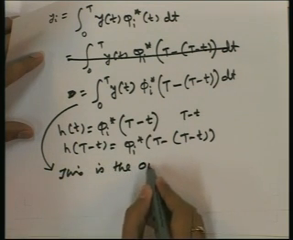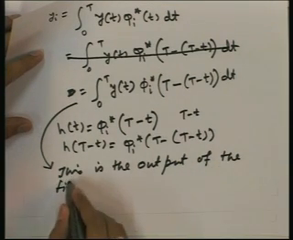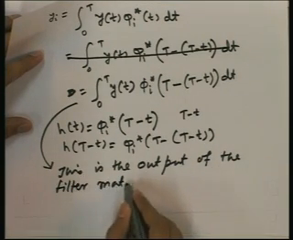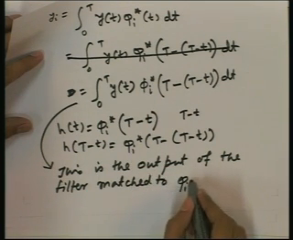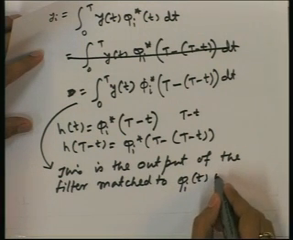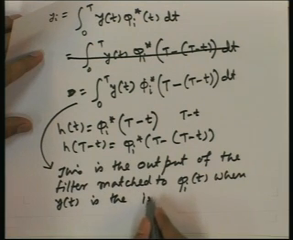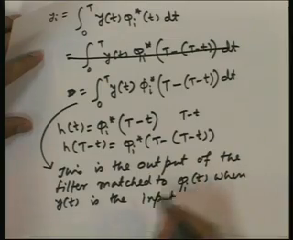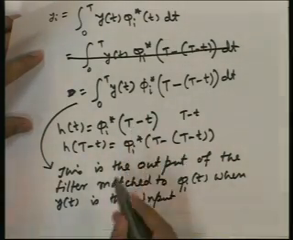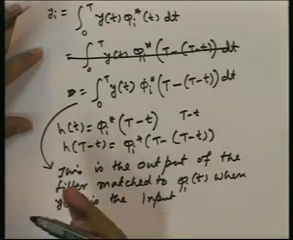So this is nothing but the output of the filter matched to phi_i(t) when y(t) is the input. So, the output of the filter matched to phi_i(t) at T. We can evaluate this by passing y(t) through this filter and then sampling the output at T, and that will be the value of y_i.